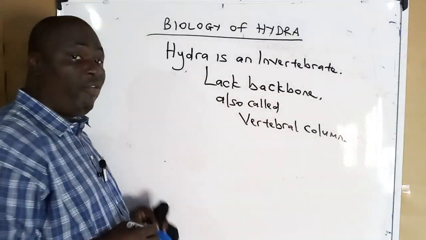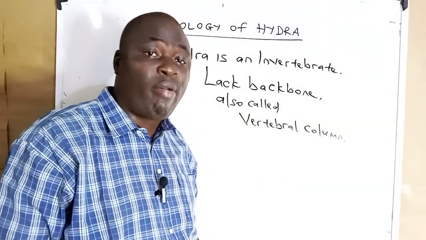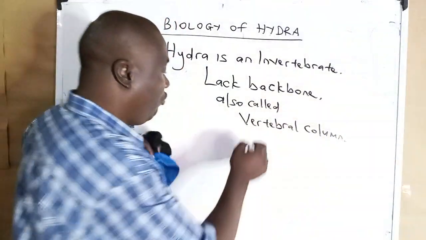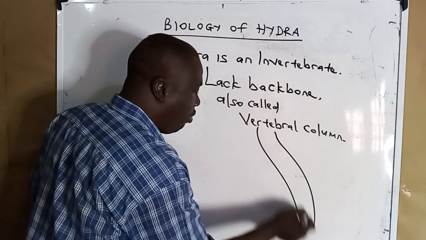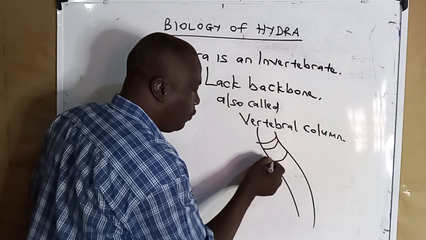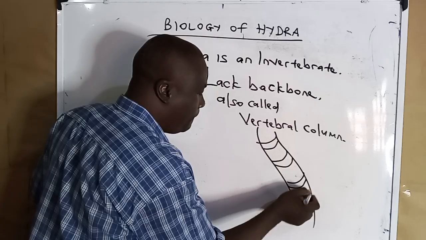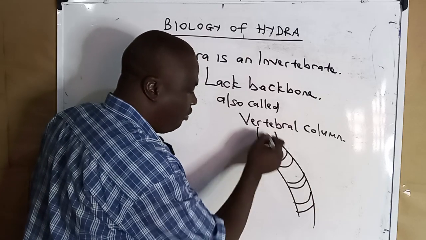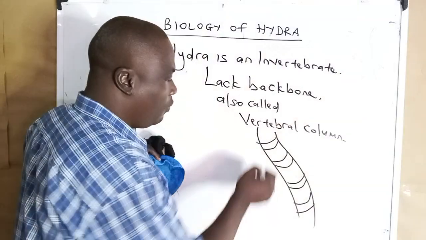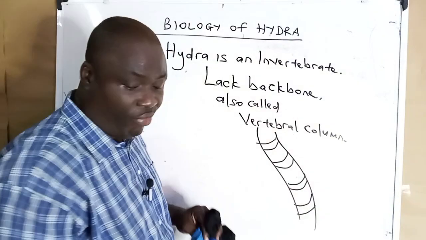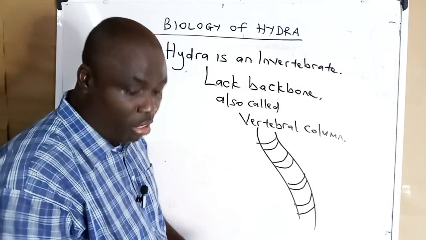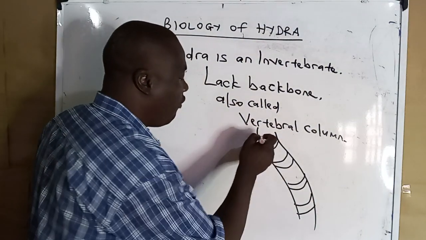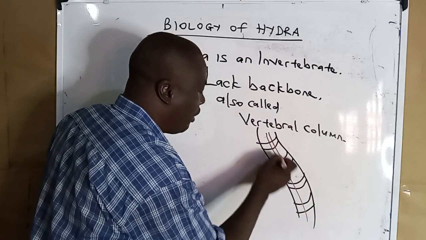If you look at human beings, we humans have backbone. That's how you can stand upright. So if I sketch the backbone for you, something like this, bones of the vertebral column. It's also called spinal column. And in human beings, it houses the spinal cord. The spinal cord flows through the vertebral column to the neural canal.